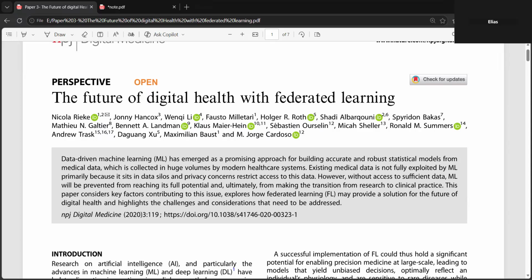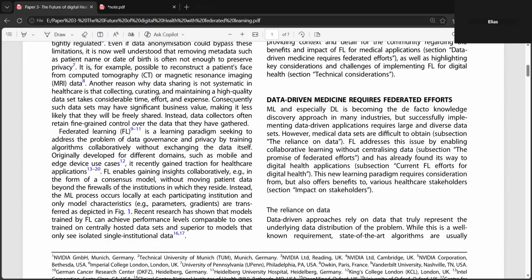So first of all, this has been published in Digital Medicine by Nicola Rieke, as you can see, and Jonny Hancox and some other great researchers. A lot of researchers actually worked on this paper. Let's look at it and see what the highlights are.